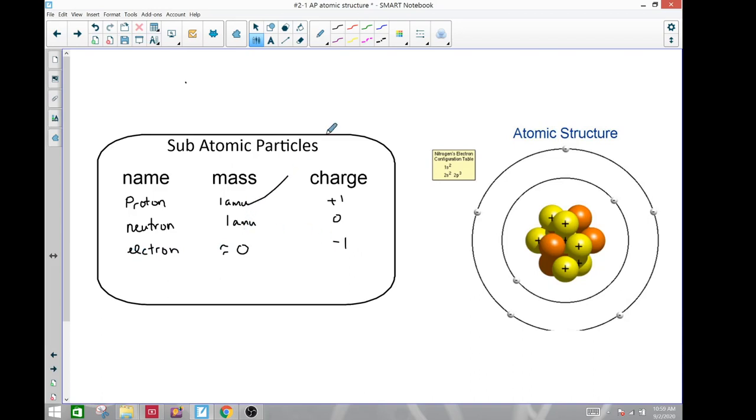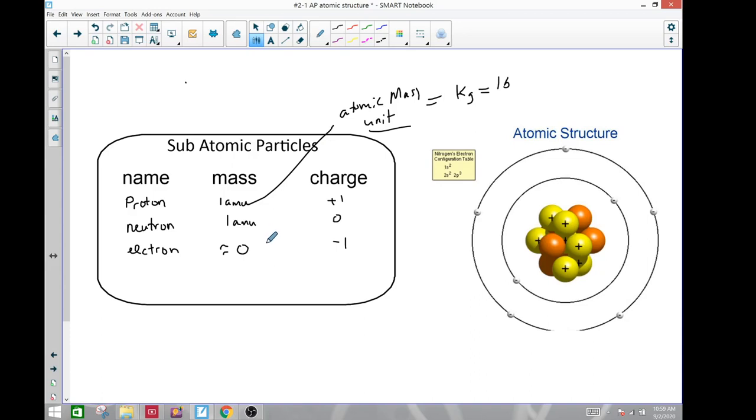So AMU stands for atomic mass unit. And you could actually convert that to a kilogram. So it's just another unit. You can convert it to a pound. It's just a unit of mass, and it's a unit of mass for measuring small things.